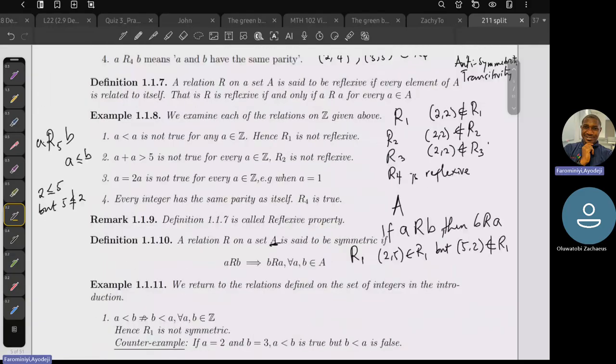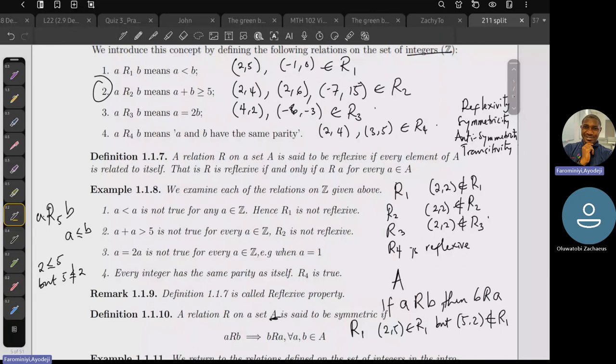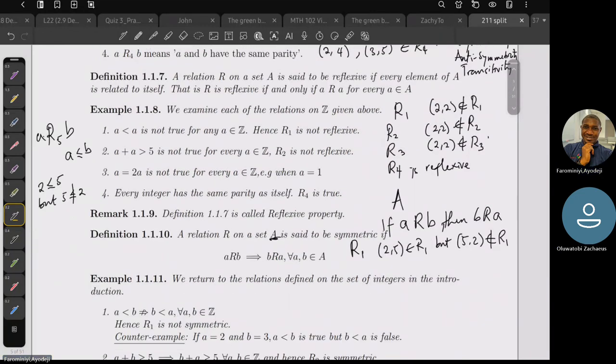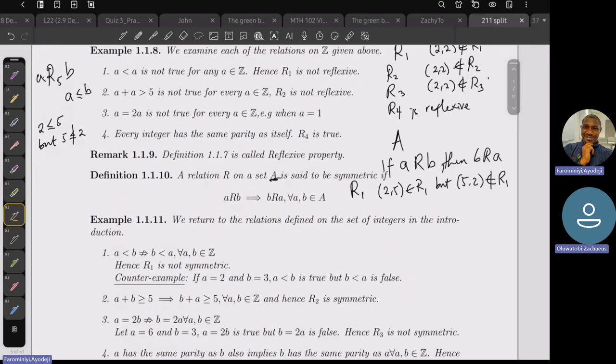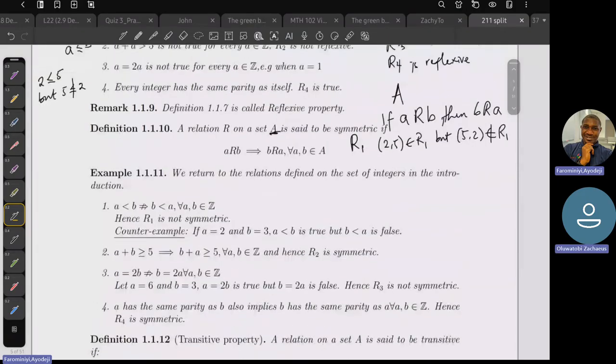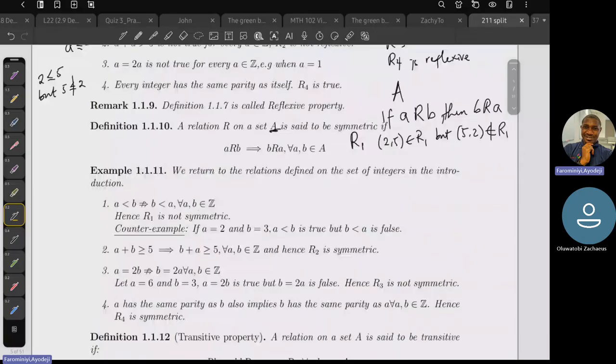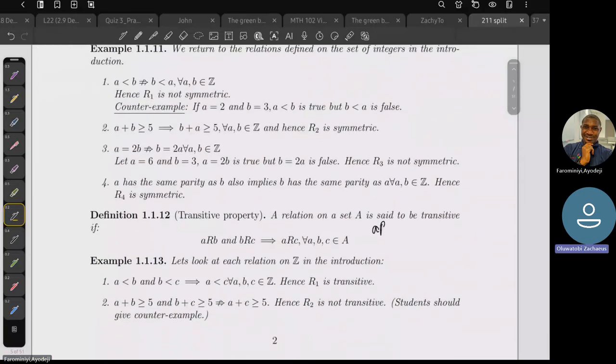Then the last property. We've seen two properties already. The third property is transitivity. Transitivity goes with three elements of the domain. It says if A is related to B, and B is related to C, then you must have that the first one is related to the last one.